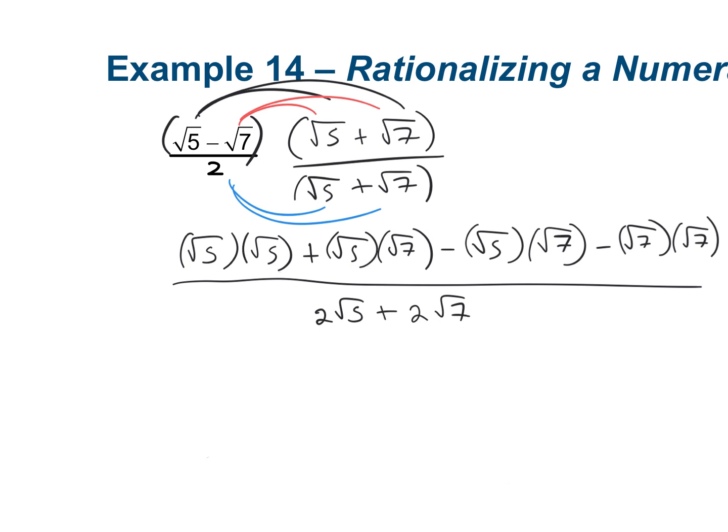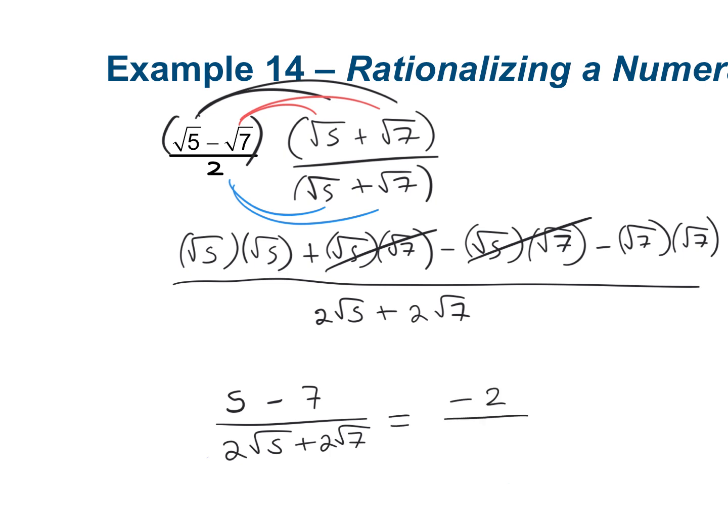Now, following the same rules, root 5 times root 5 is just 5. So I'm going to go ahead and write that down. Root 5 times root 7 is root 35, and root 5 times root 7 is root 35. Since they are exactly the same and one's positive and one's negative, they end up canceling out. And then we're left with root 7 times root 7. That's going to be 7. So it's 5 minus 7. Then at the bottom is 2 root 5 plus 2 root 7. That's going to equal negative 2 over 2 root 5 plus 2 root 7.